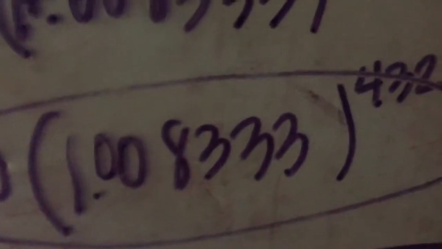0.008333. And then I bring down my 1, and I bring down my 100 because my 100 is my starting number. And then A is what we're going to end up with in the end. So, 1 plus that is 1.008333. And then we bring that down, we bring 100 down, and we type this whole thing into our calculator.